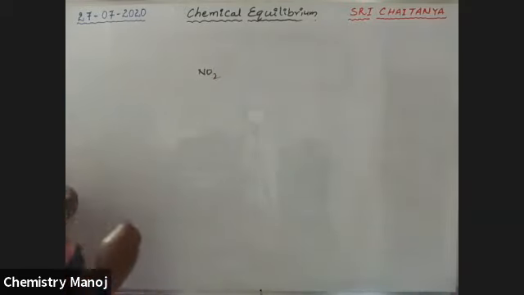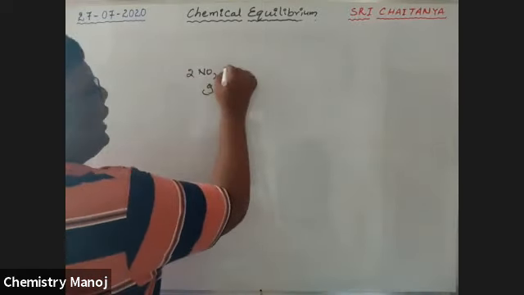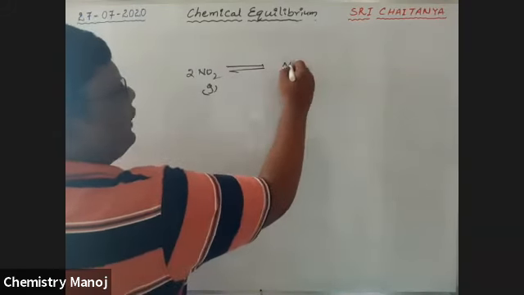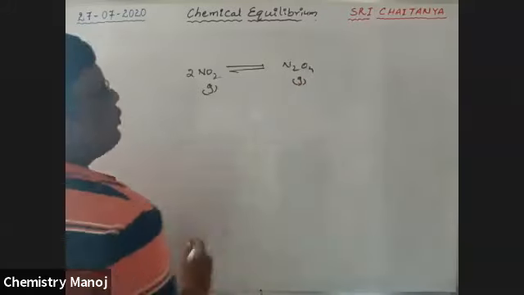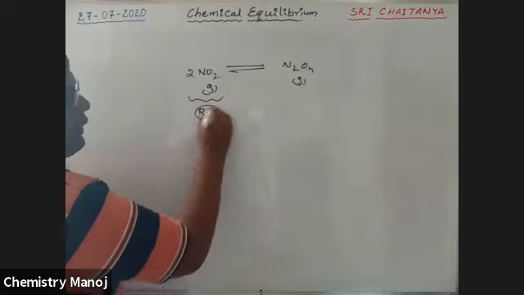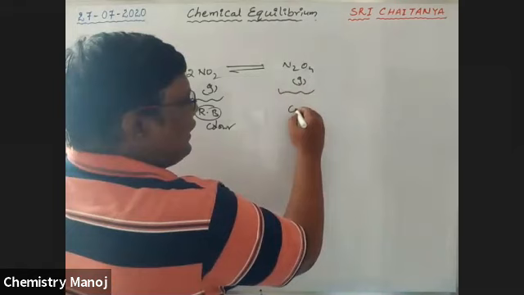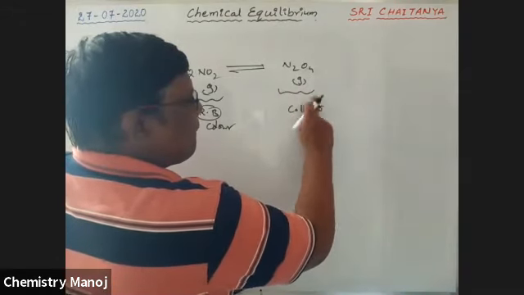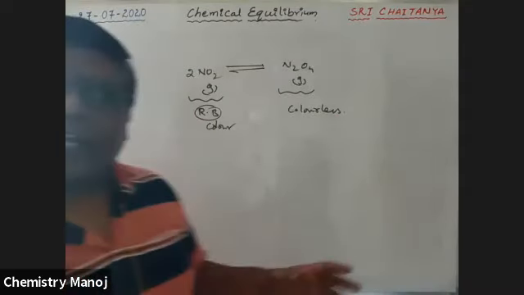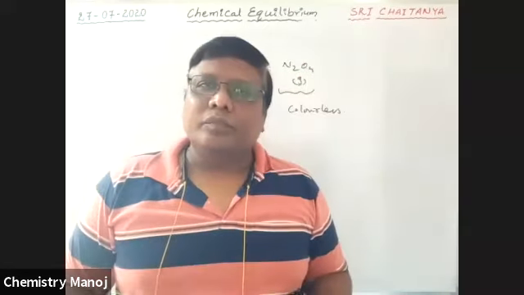NO2 gas, which is in the gaseous state, dimerizes to give N2O4. N2O4 is also a gas, so it is a homogeneous system. NO2 gas has a reddish brown color, and N2O4 is colorless. Now I start with NO2 gas. At the beginning, the container contains a reddish brown color.